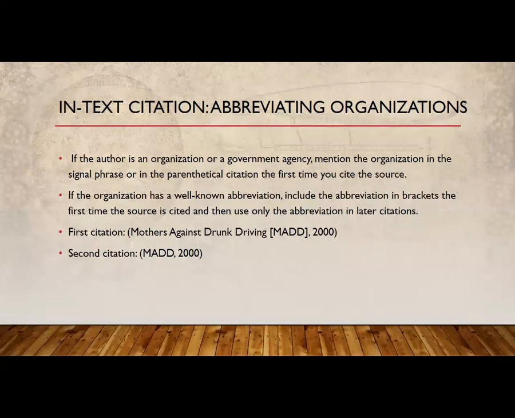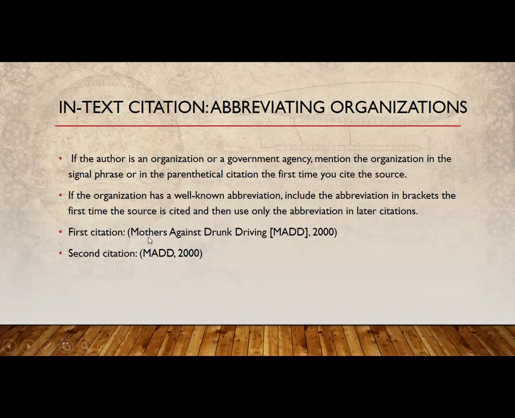Okay, so when you have an organization like the Association of American Psychology or American Counseling, you would spell out the organization the first time, and if it is well known, you can abbreviate, which you can abbreviate anyway, as you can see in our examples.